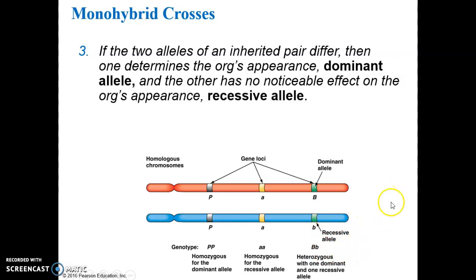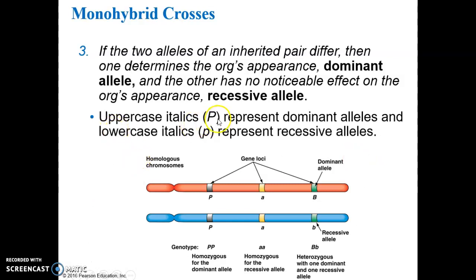And again, if we consider that F1 generation in the pea plants, the purple color is the dominant characteristic trait, so it is determined and controlled by the dominant allele. And then the white color that's not seen in the F1 generation is the recessive allele.